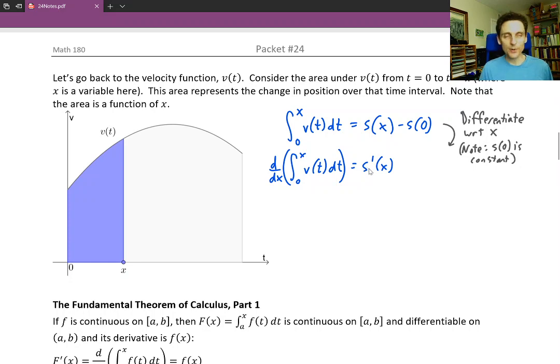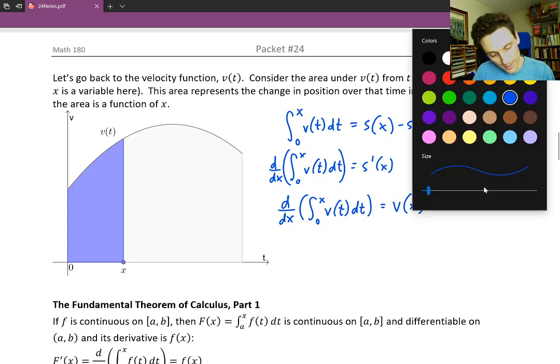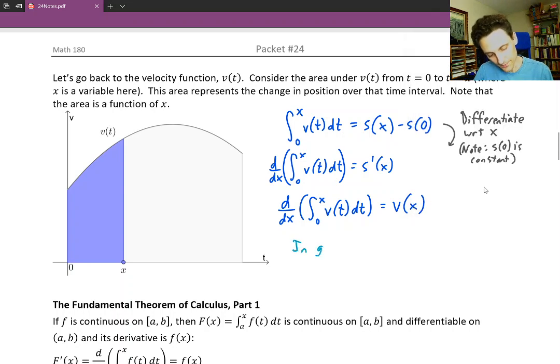But if we think about s prime, the derivative of the position function, well, that's the velocity function. So another way we could write this is like this. Keep the left side the same. But on the right side, we could write v of x, right? S prime is v. Derivative of position is velocity. In general, this works for any function. It's not just velocity. This works for any function. There wasn't anything special about that velocity function.